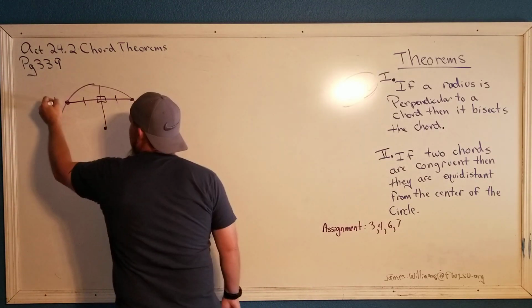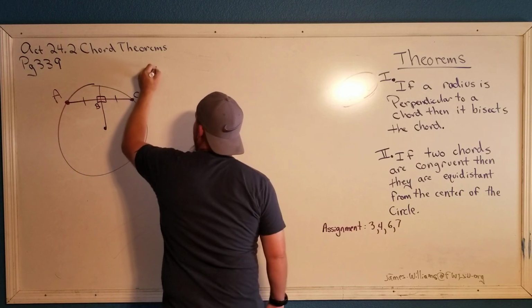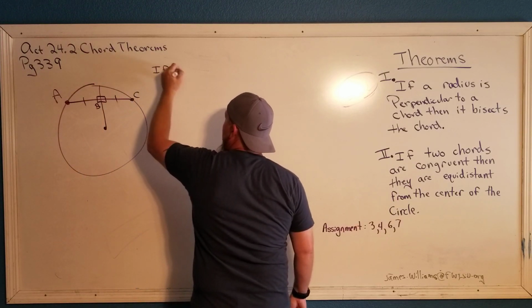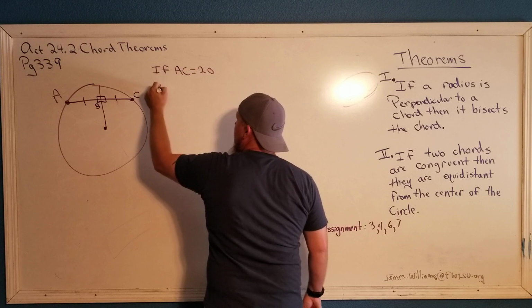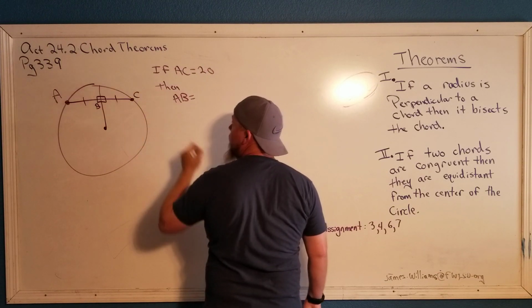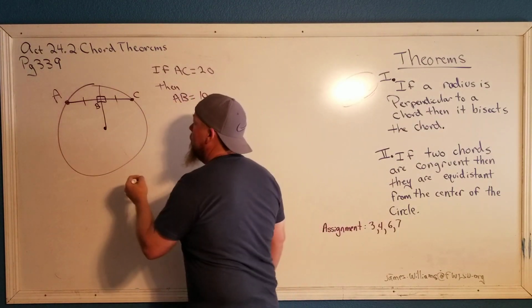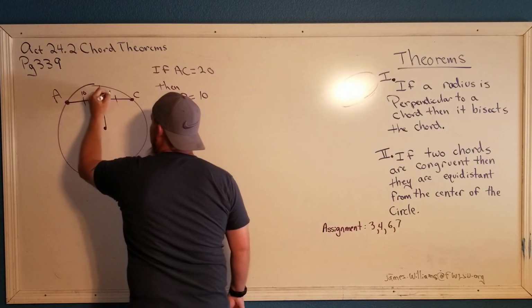So let's say this is A, this is B, and this is C. If AC equals 20, then AB equals how much? That's right, 10, okay? Each part would be 10. So if the whole thing was 20, I would get 10 over here and 10 over here.